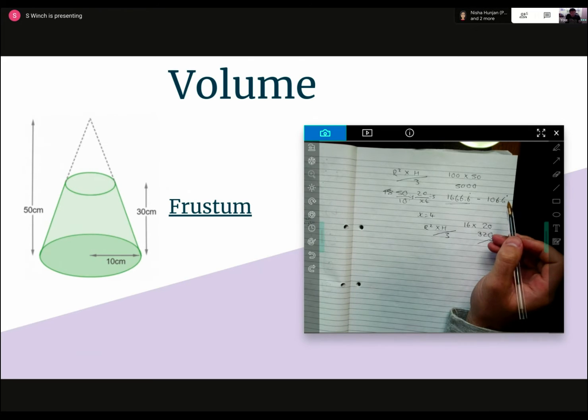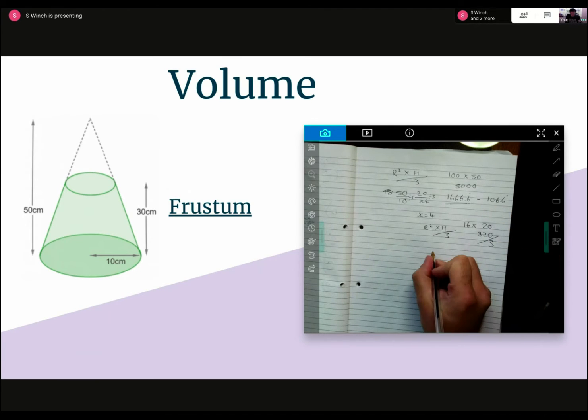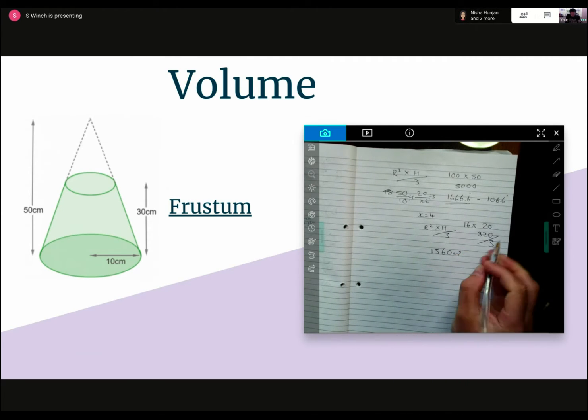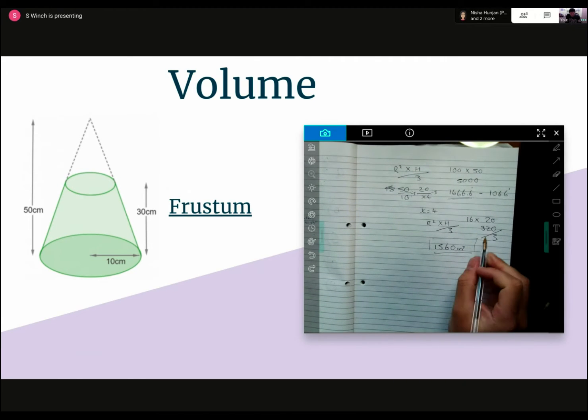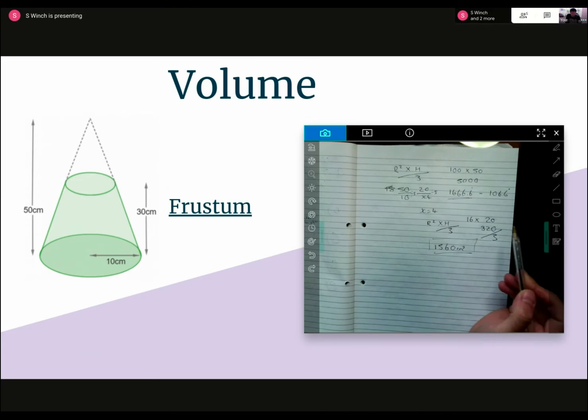So if we go 1,666.6 recurring, and we subtract from that 106.6, then we'll get the answer of 1,560 centimeters cubed. Okay, so that is how to work out a frustum. If you're confident with your cones, then it's simply find the top part of the cone or pyramid and subtract it from the bottom half. And that is a grade 7 to grade 9 question.